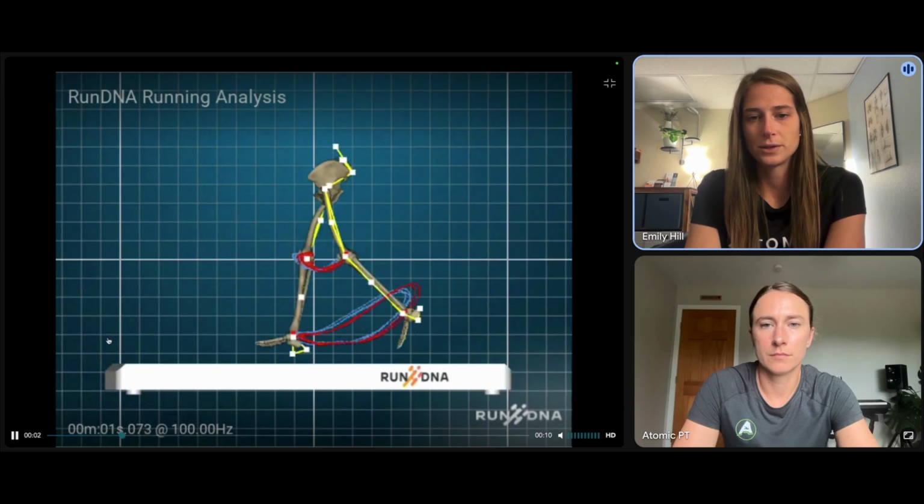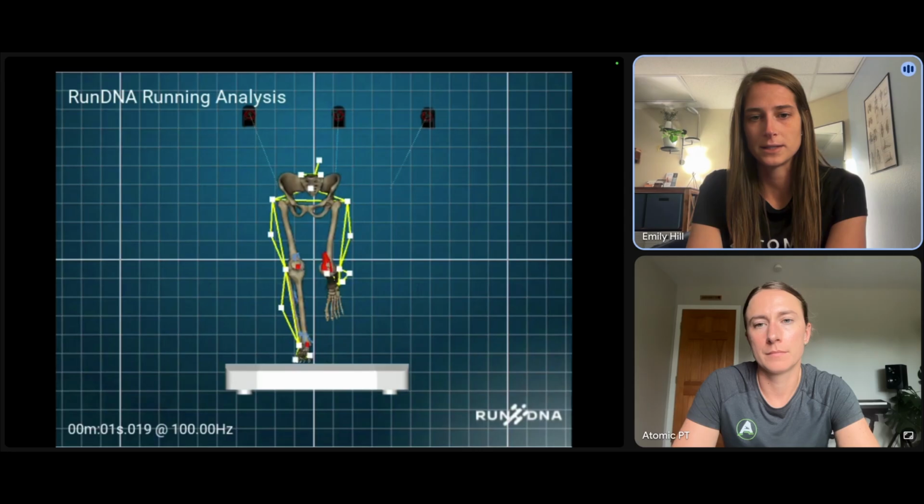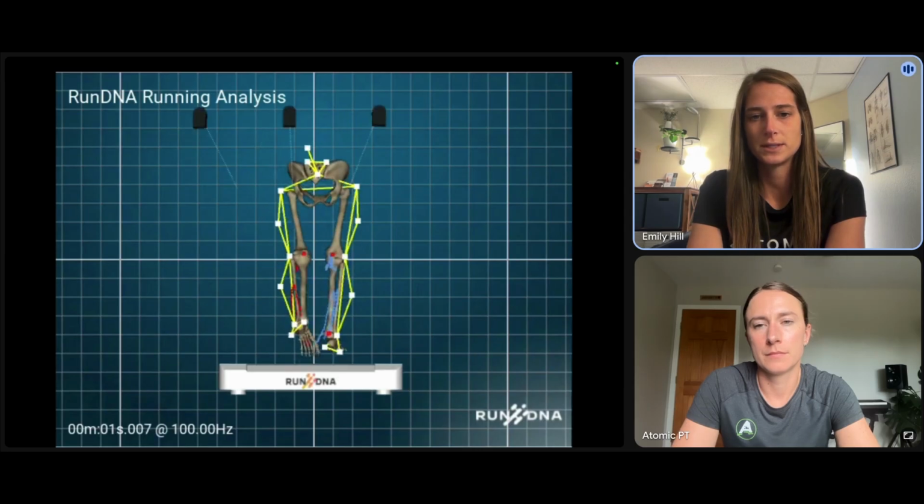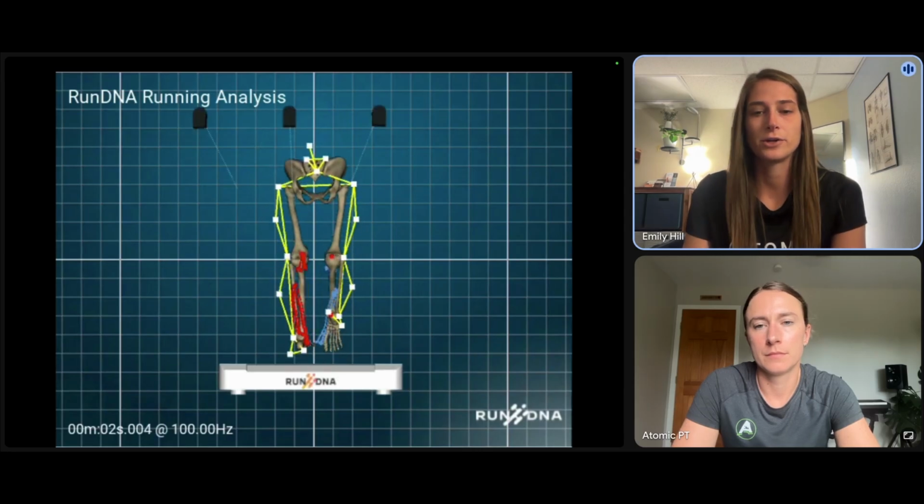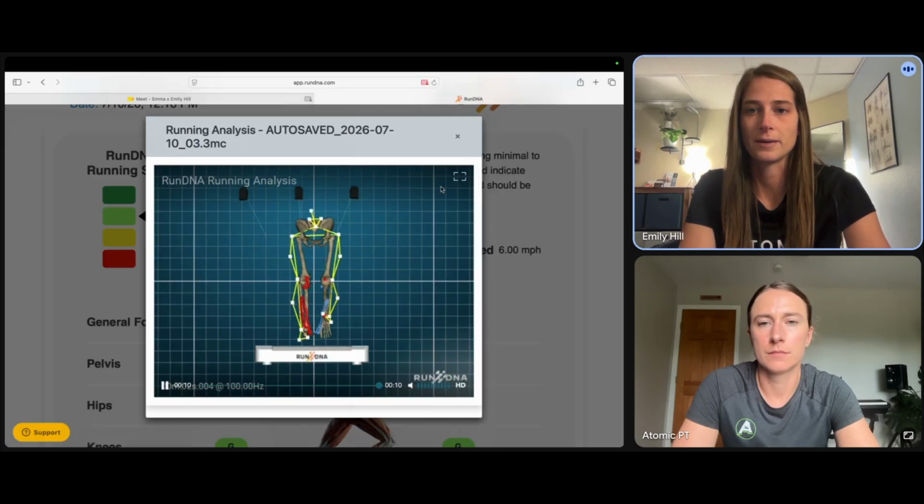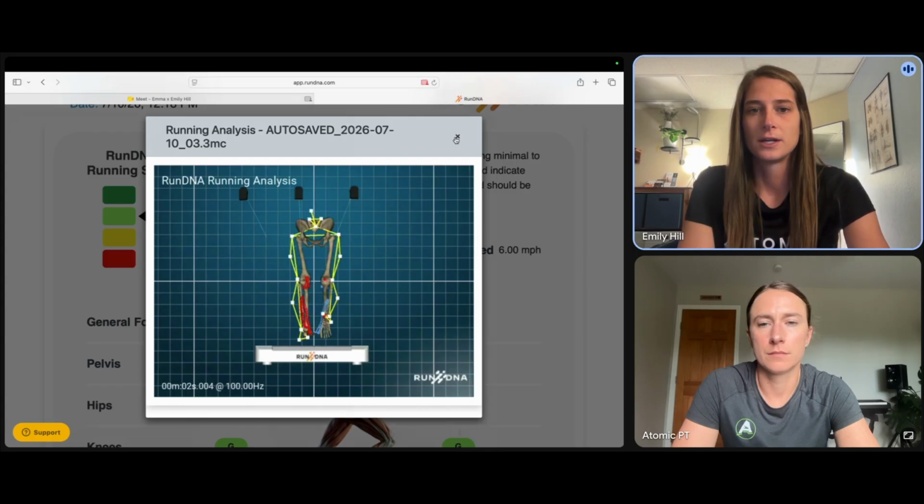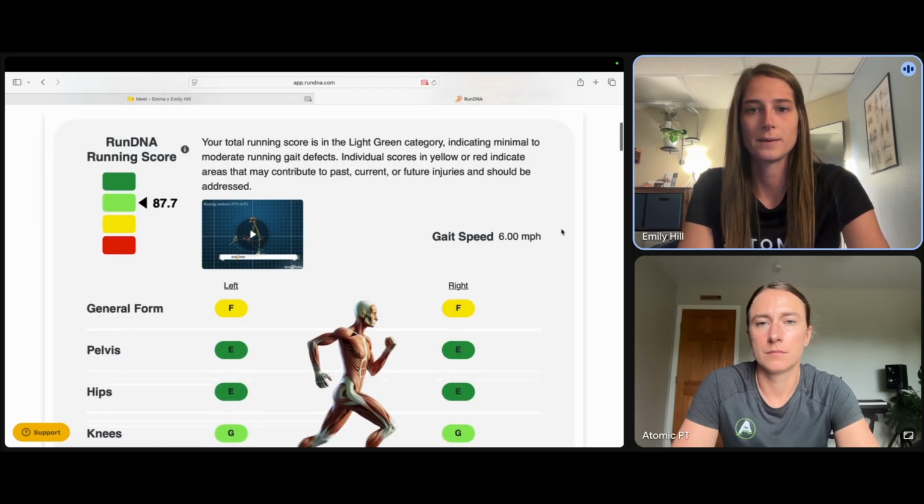One thing that we are looking at with Emma is she has some chronic right Achilles tendinopathy going on. So we wanted to see if either her gait was impacting that with running, or vice versa, if some of that Achilles tendinopathy is impacting the way that she runs. That's what we're going to be looking at today. When we get all of this data, we'll go through and interpret what it means.